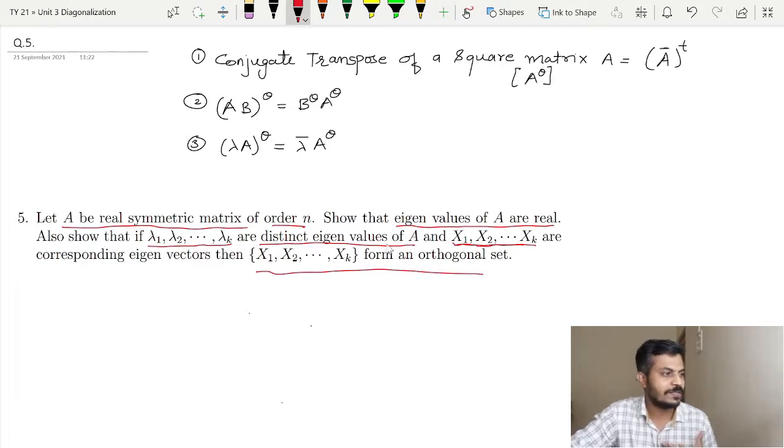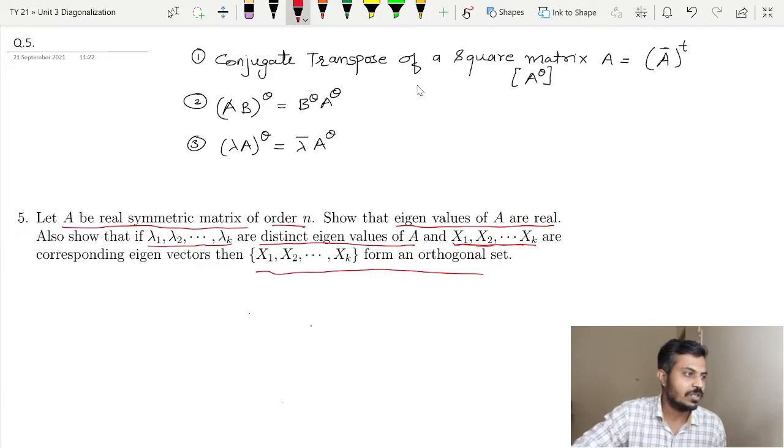First of all, let us prove that eigenvalues of a real symmetric matrix are real. Real in the sense purely real. They cannot be complex numbers. Now, in order to prove it, we will need some prerequisites which I have written here.